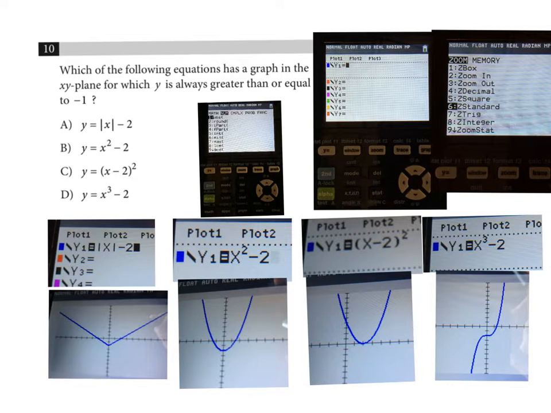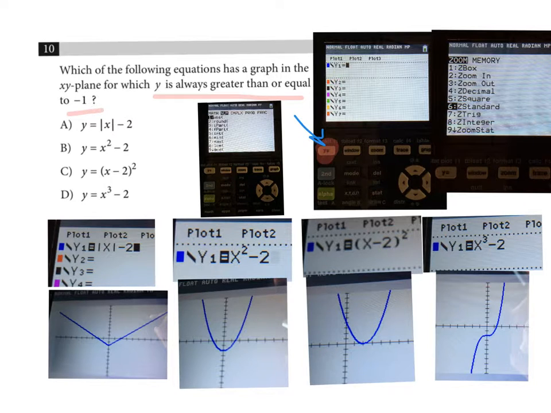For number 10, which of the following equations has a graph in the xy plane for which y is always greater than or equal to -1? Well, this is one of the few questions on the SATs where actually graphing the equations can really answer the question. So on your graphing calculator, the way you graph an equation is you press the y equals button. The y equals button is in the upper left-hand corner of the calculator.